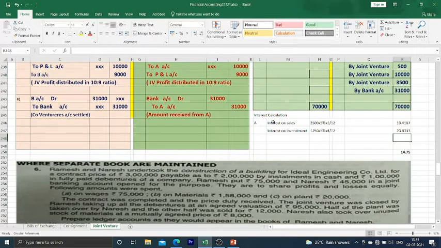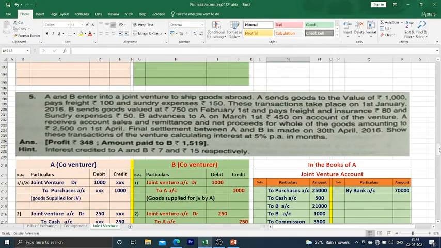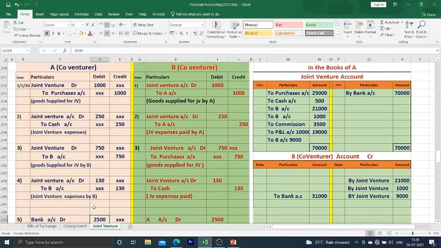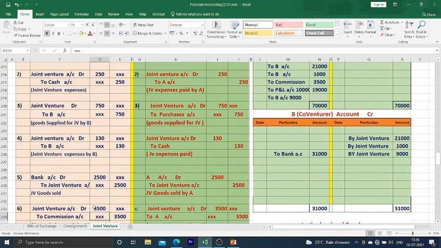And he received some advance, I think. We forgot to enter that one. He advances to A on 1st March 450 on account of the venture, that we have to record. Bank account debit to B account.